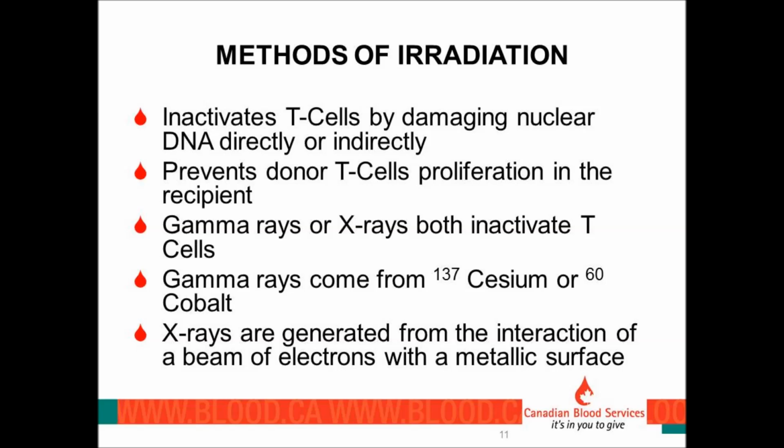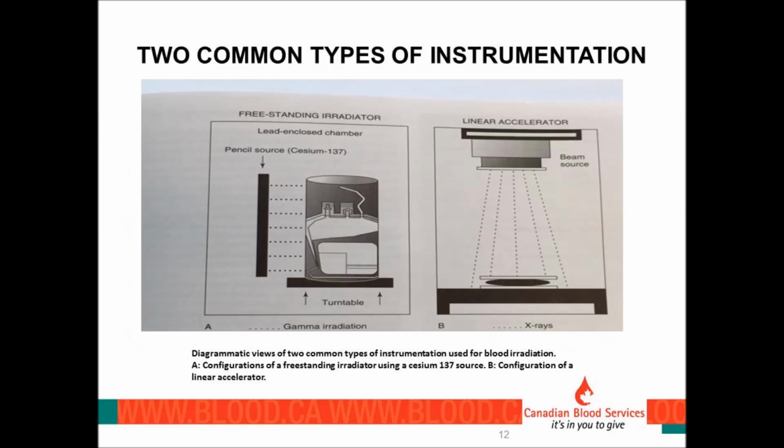And our irradiators in Canada happen to be the cesium-137 irradiators that come from Nordion. But X-rays are generated from the interaction of a beam of electrons with a metallic surface.